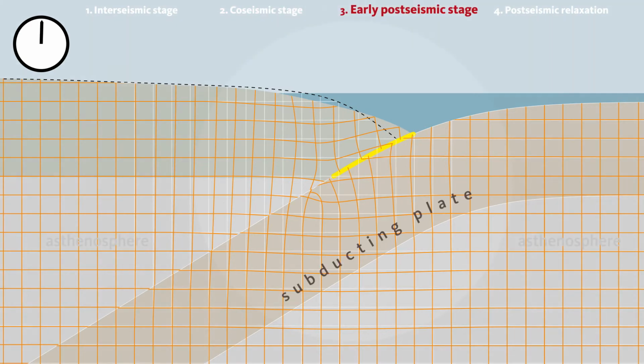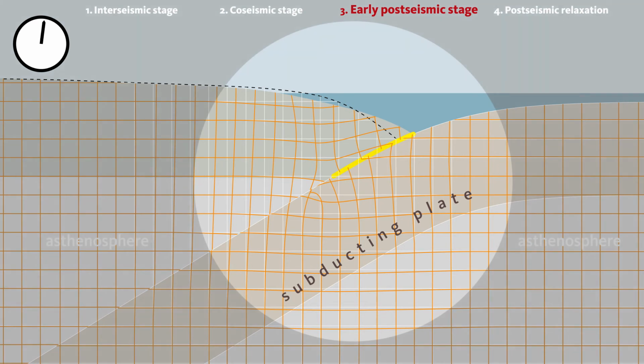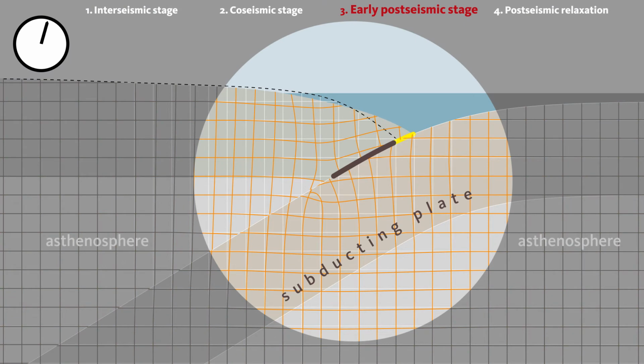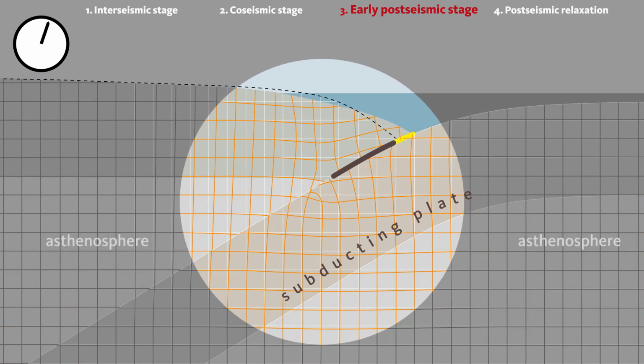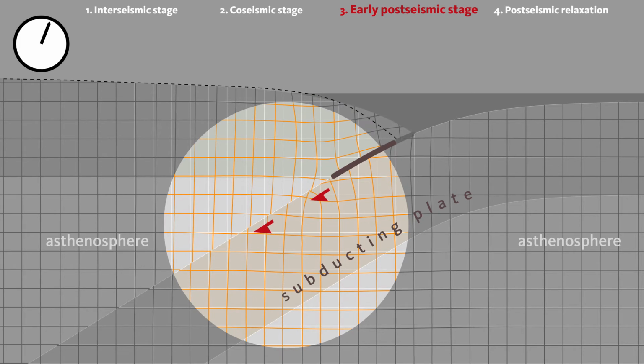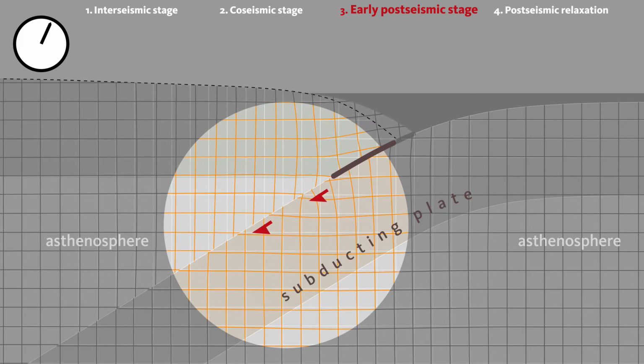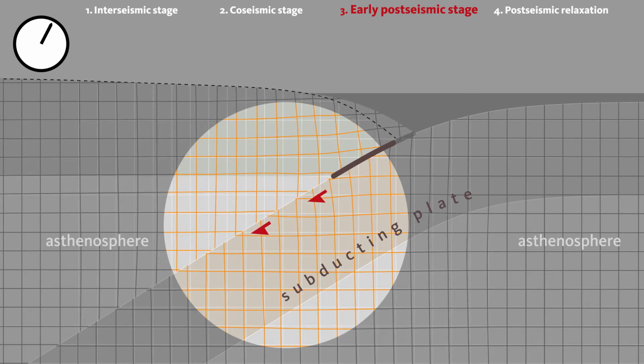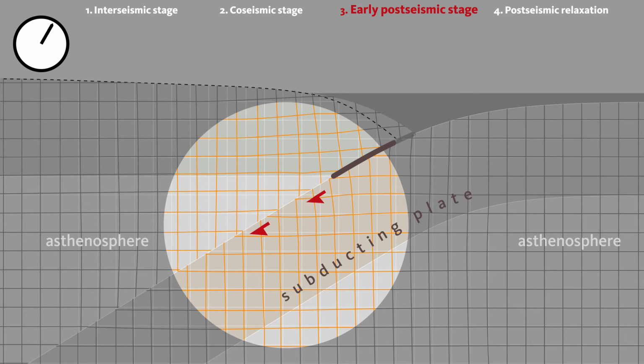The third stage of the earthquake cycle starts soon after the event, when 2 things happen. First, the plate interface relocks. From this point onward, the subduction zone begins building towards the next earthquake. Second, the deeper part of the subducting plate slides into the asthenosphere during a period of months to years. This is commonly referred to as afterslip.